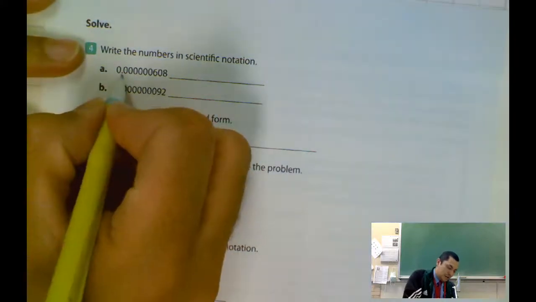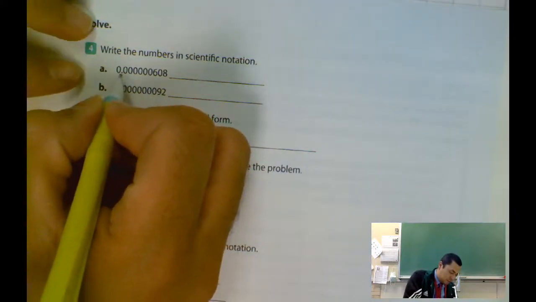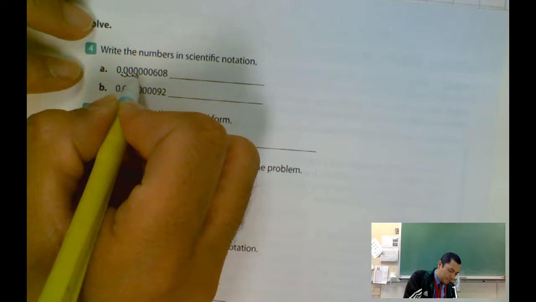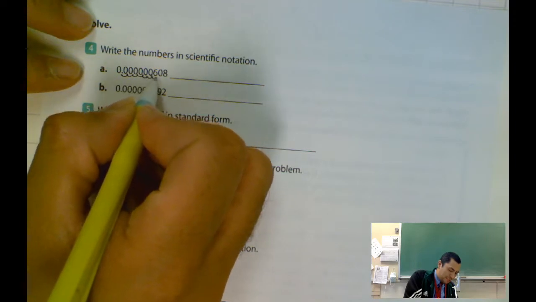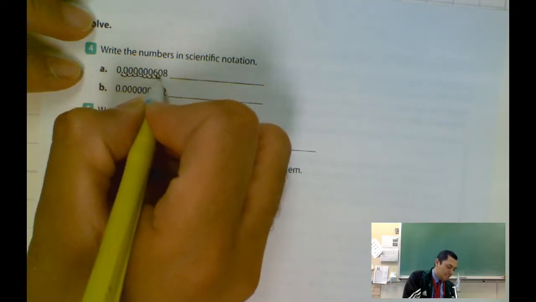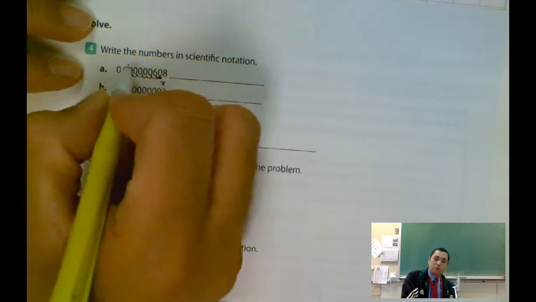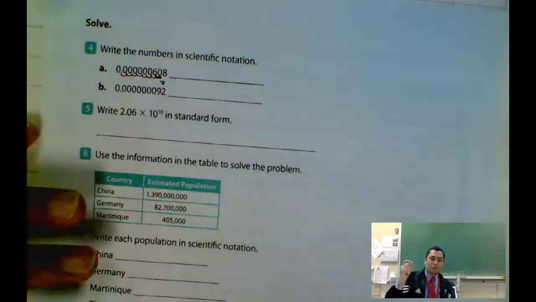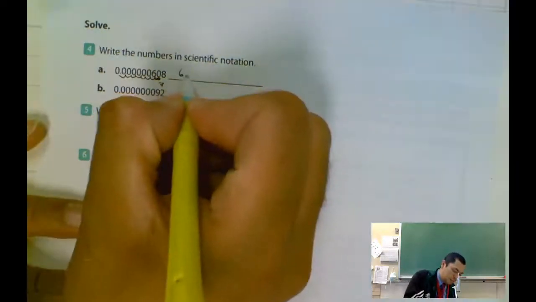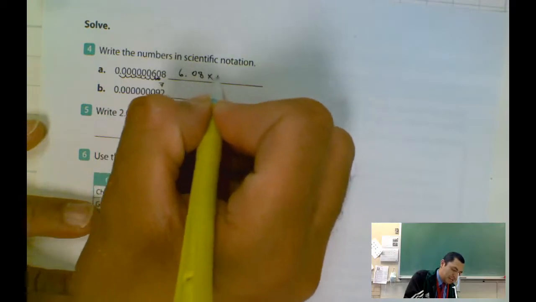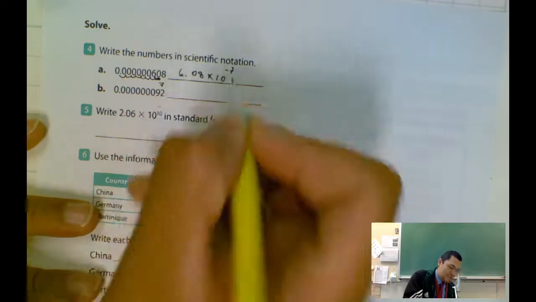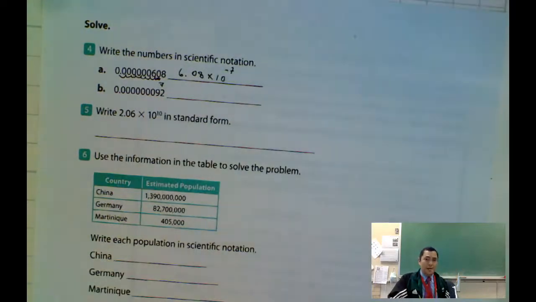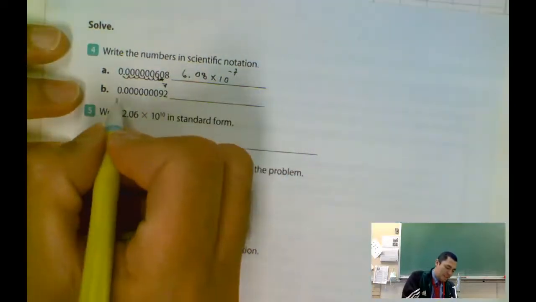So you count how many times you're going to the right. So 1, 2, 3, 4, 5, 6, 7. So I'm going 7 times to the right. That means the exponent is going to be negative. 6.08 times 10 to the negative 7. That's my solution.